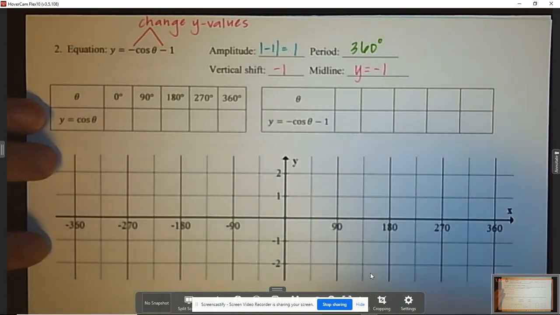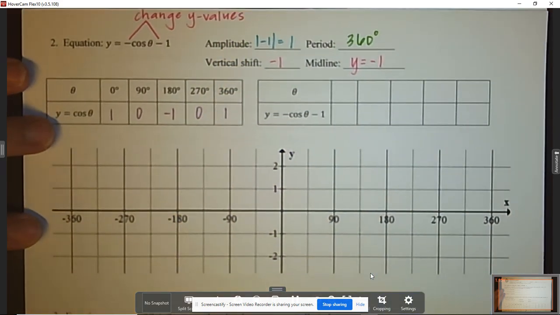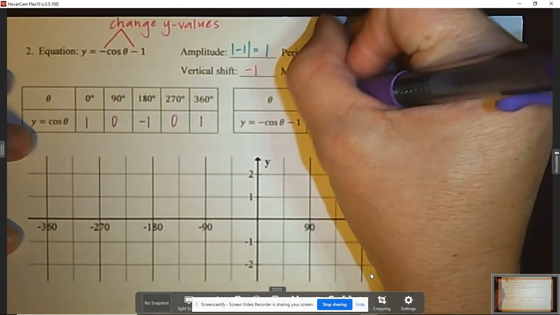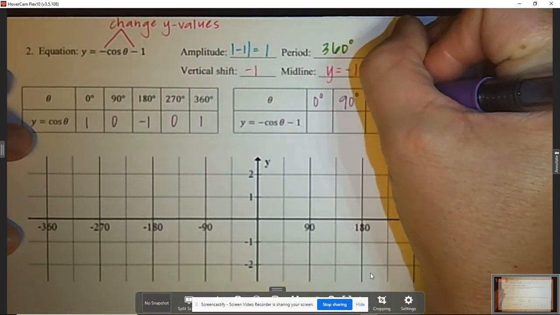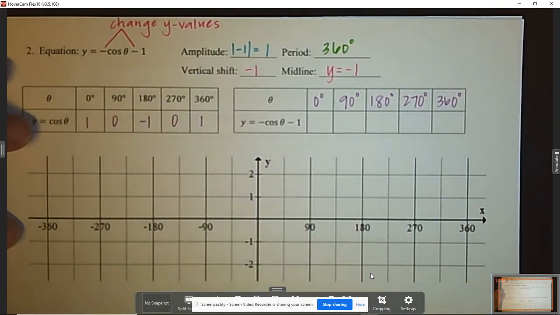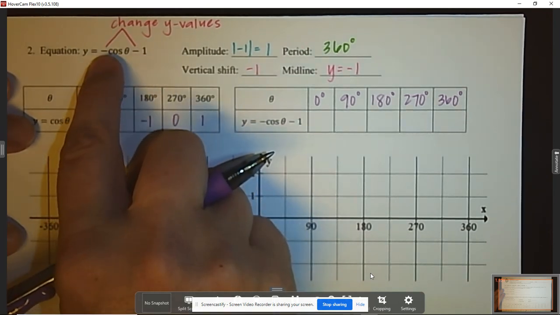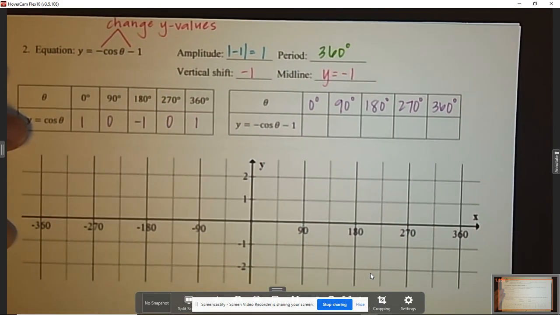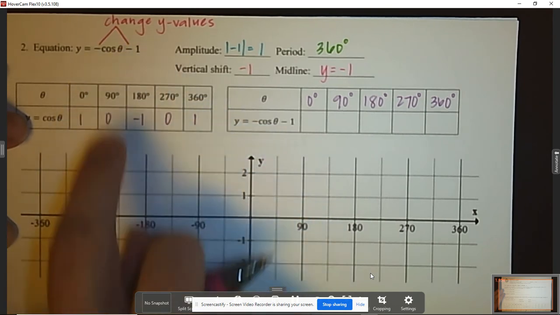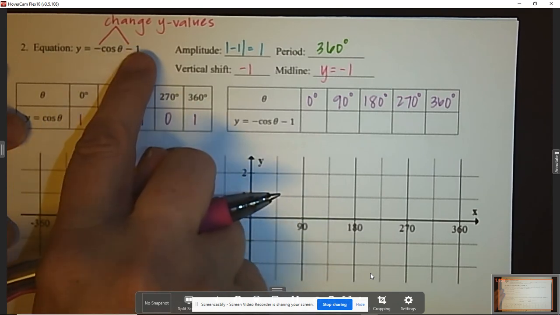My parent table for cosine is 1, 0, -1, 0, and 1. So again, that's your parent table. I'm doing nothing to my theta values. They do not change. So I have 0, 90, 180, 270, and 360. Now I have two changes to my y's. Not only do I have a -1, I now have a times -1. You're going to basically follow order of operations. So first you're going to multiply by -1, and then you're going to subtract 1. I'm talking about these original y values.